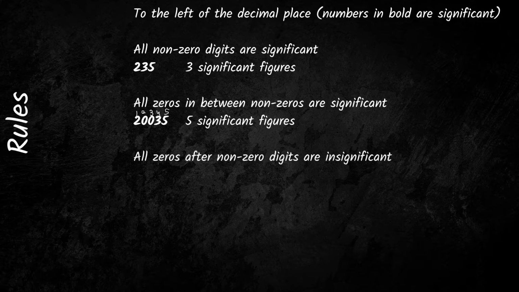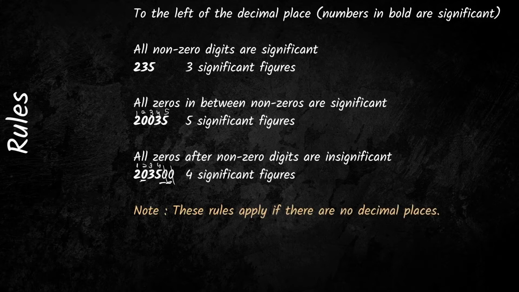All zeros after the non-zero digits are insignificant. So what do I mean by that? Now you have zeros, the very first is over here, and then you've got 2 zeros after the 5. The 0 in between the 2 and the 3 is going to be significant, since it's in between two non-zero digits. But the zeros after the 5 are insignificant. Why? Because they are after the last non-zero digit. So essentially we're going to have 1, 2, 3, and 4 significant figures. These zeros are not considered significant.